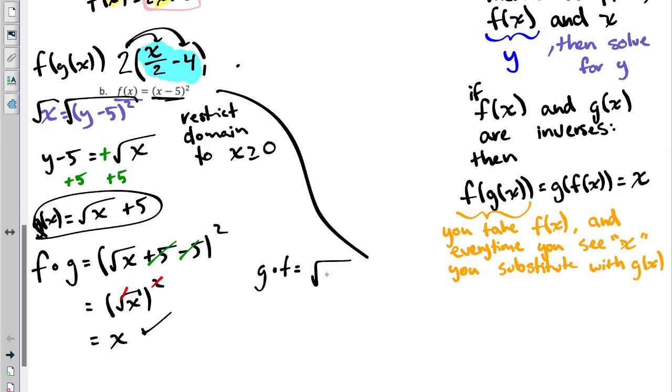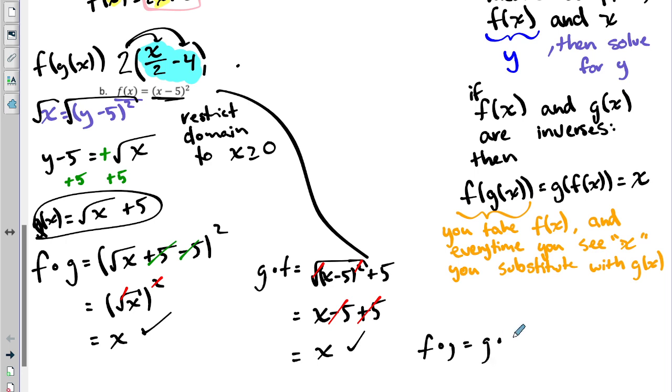So I get the square root of x minus 5 quantity squared, and then plus 5. Well, if I square root a square, that means they cancel, and so I'm left with x minus 5 plus 5. These two cancel, and you get only x, which means f of g equals g of f equals x, which means they are, in fact, inverses.